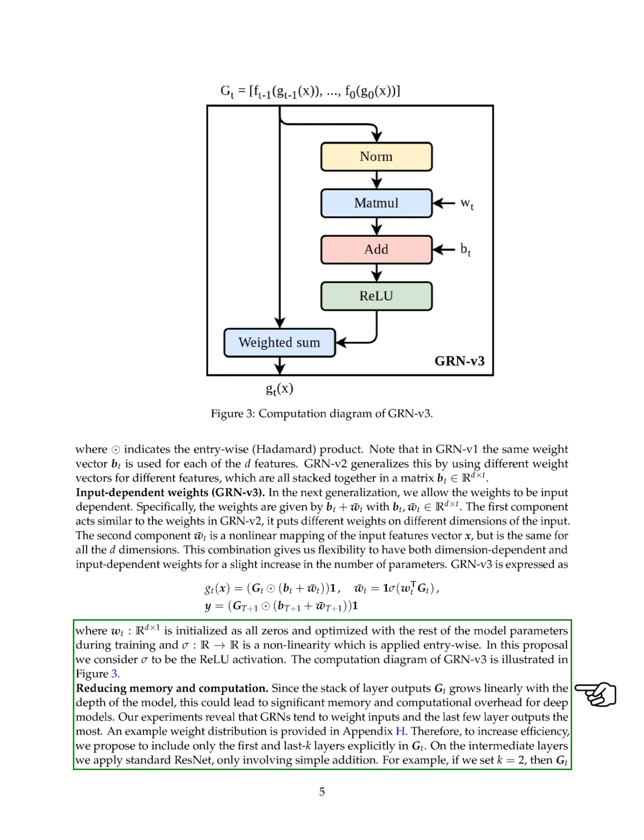To address memory and computational efficiency, we note that the stack of outputs grows with model depth, which can be burdensome. Our experiments show that GRNs tend to prioritize inputs and outputs from the last few layers. Therefore, we propose including only the first and last few layers in the stack, while applying standard ResNet operations to the intermediate layers.